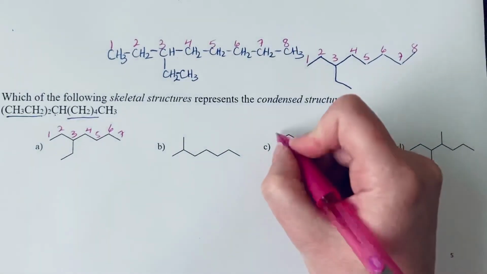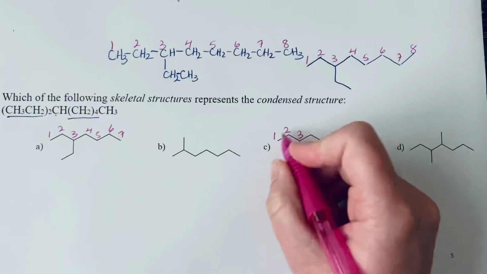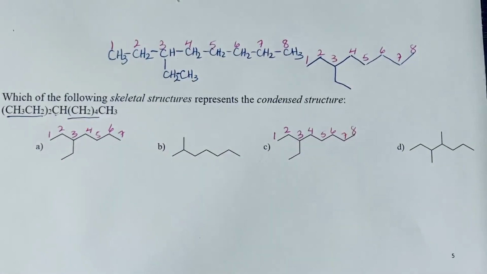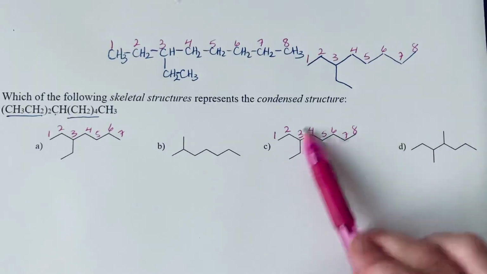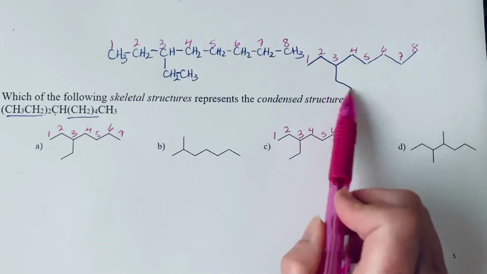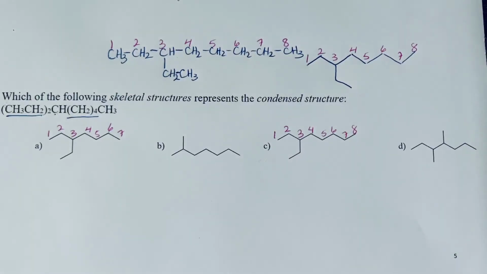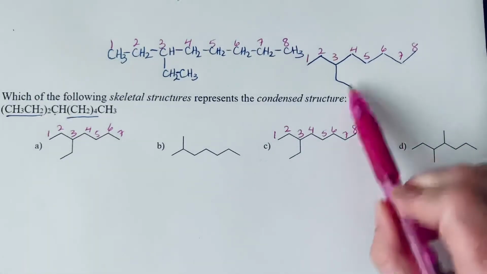So it looks like C is going to be the right answer here. 1, 2, 3, 4, 5, 6, 7, 8. And these 2 structures match. The fact that I drew this bond going this way, and in this case going this way, those are single bonds, they can rotate, so this is still the same molecule.